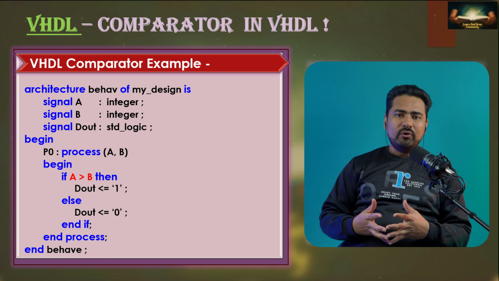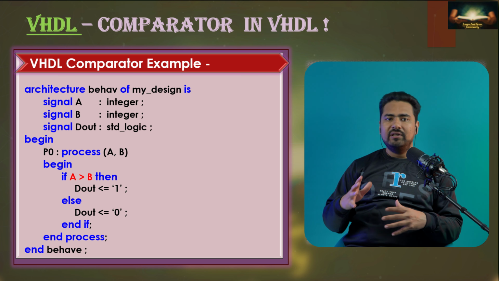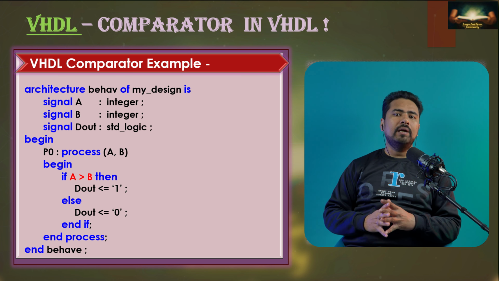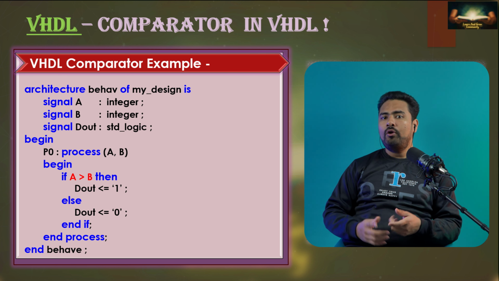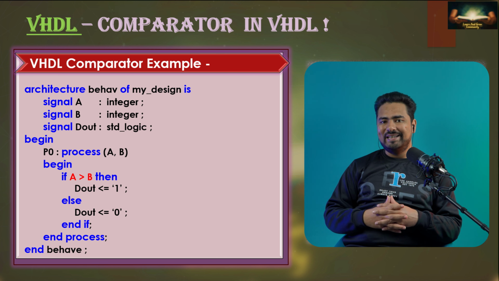So that's it for today. I hope now you are familiar with different types of comparators in VHDL and how to use them for any combinational circuit or register circuit based on the specific needs of your design.